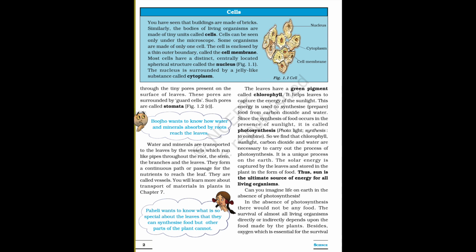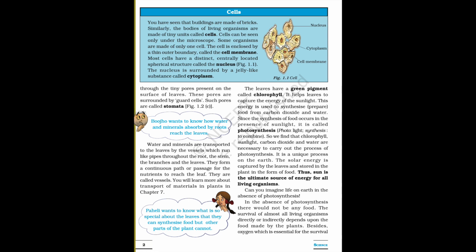Water and minerals are transported to the leaves by the vessels which run like pipes throughout the root, the stem, the branches, and the leaves. They form a continuous path or passage for the nutrients to reach the leaf. They are called vessels. You will learn more about transport of materials in plants in chapter 7.